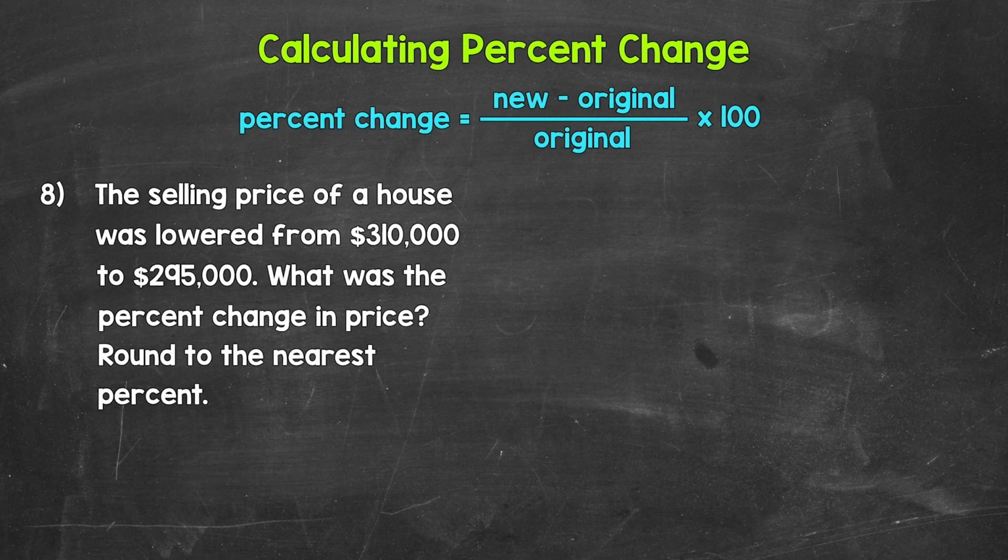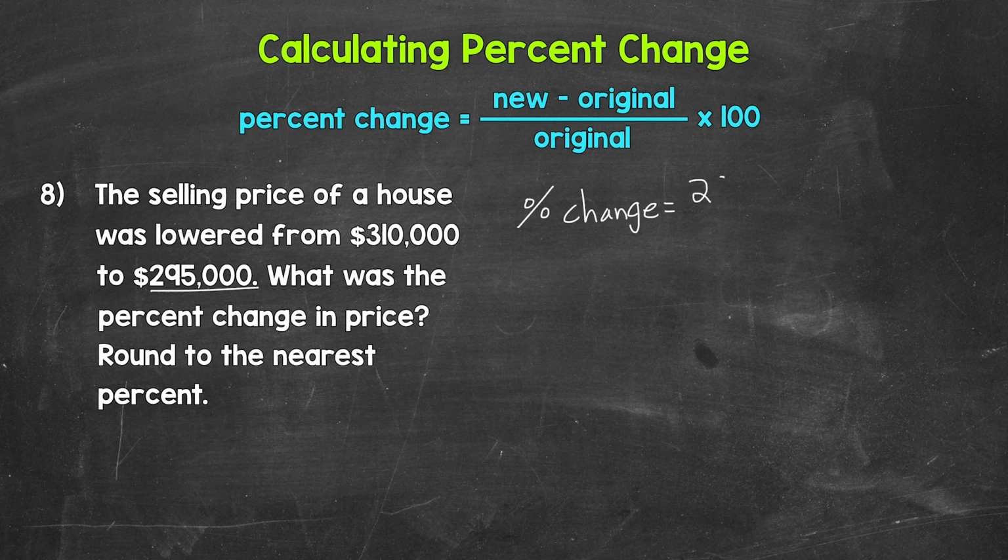For number 8, we have the selling price of a house was lowered from $310,000 to $295,000. What was the percent change in price? Round to the nearest percent. So let's set this up. We have percent change equals, and now we need the new value minus the original value. Well, the new value is $295,000. That's the price of the house now.